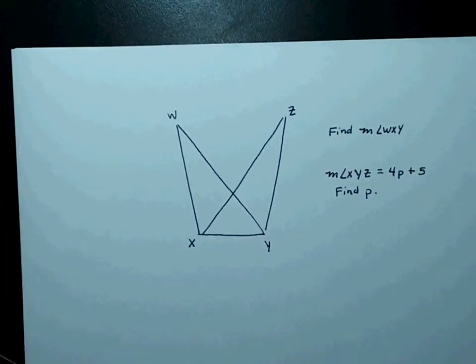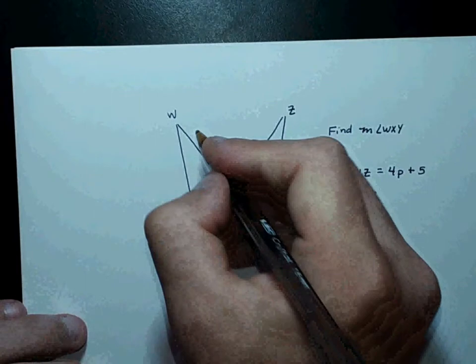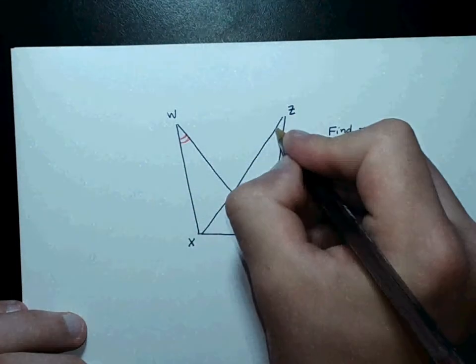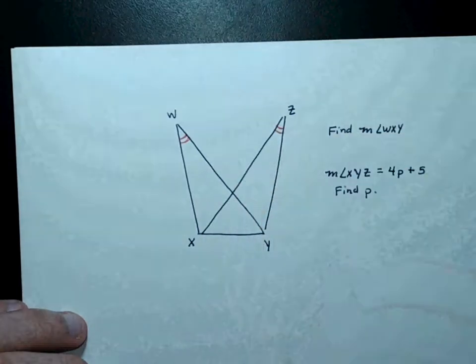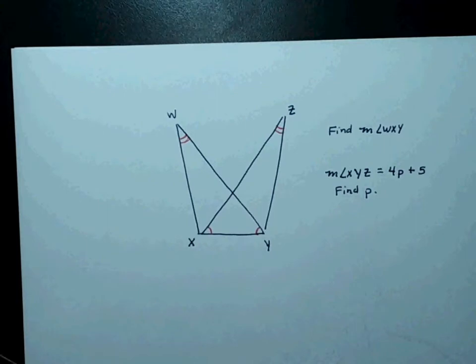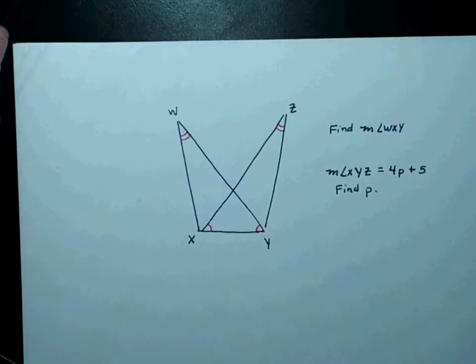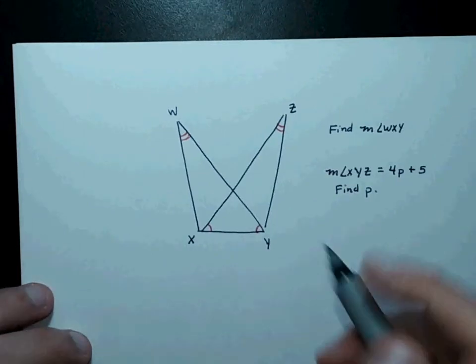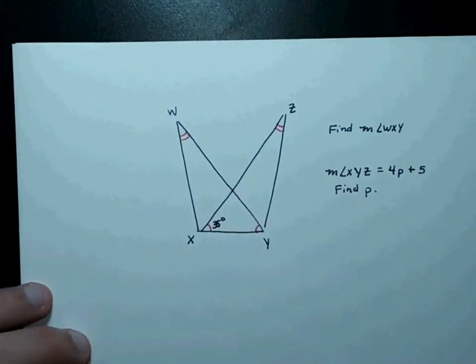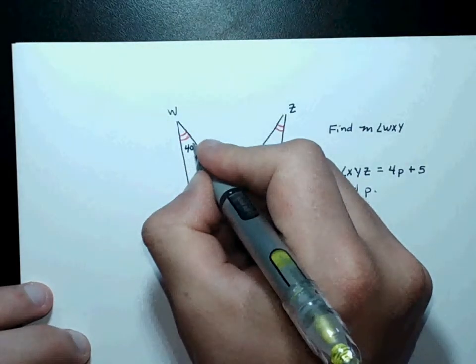Alright? So let's look at some information that we've got. We know that W and Z are congruent. We also know that these two angles are congruent. We know that this angle is 35 degrees and this angle is 40 degrees.